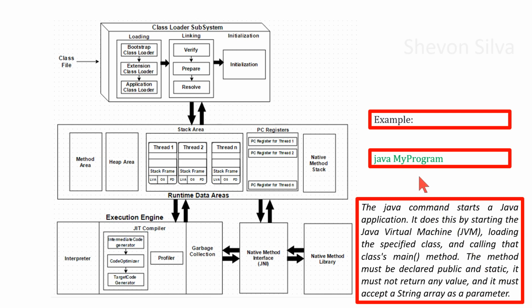The Java command starts a Java application. It does this by starting the Java virtual machine, JVM, loading the specified class, and calling that class's main method. The method must be declared public and static. It must not return any value, and it must accept a string array as a parameter.